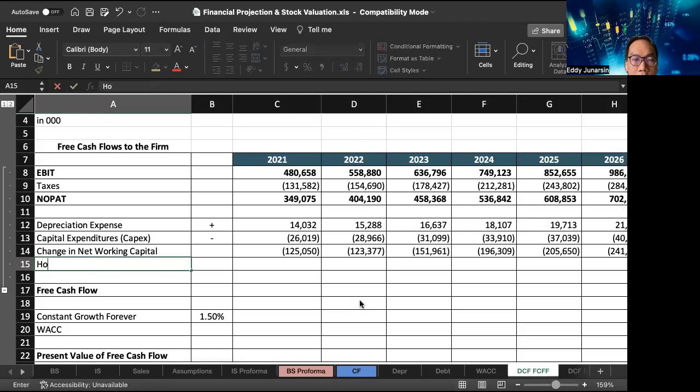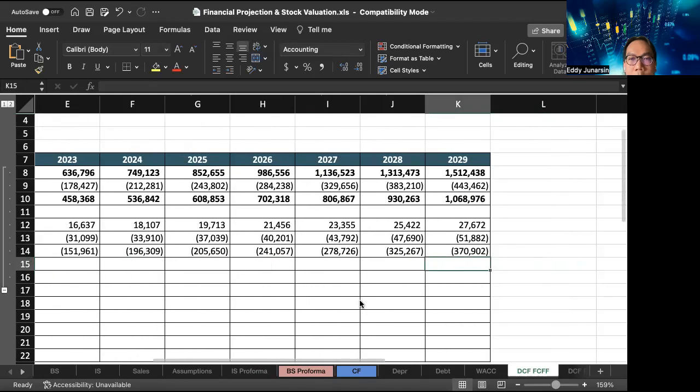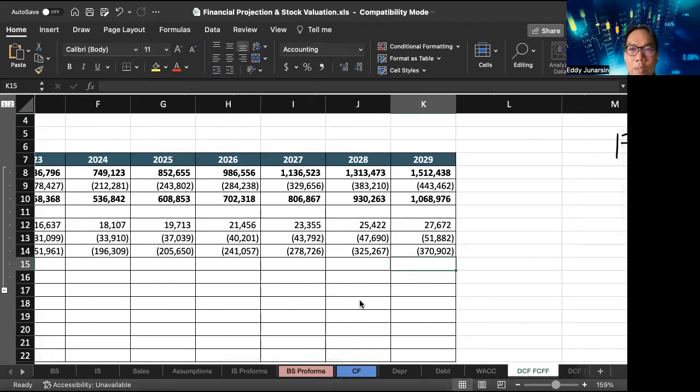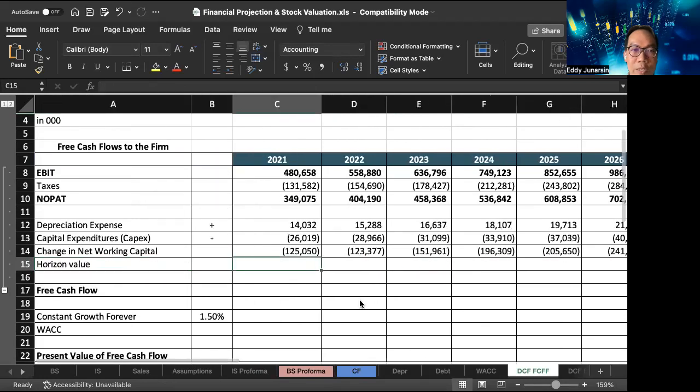Okay, now horizon value. Yeah, we can make it more detailed actually if we want. So essentially we are asking, we make a projection for the next, I don't know, 9 or 10 years, and what will happen after the 9-year period or 10-year period? If the project is ongoing, then we need to estimate the horizon value of the project.